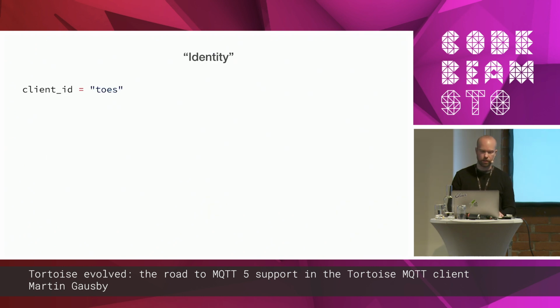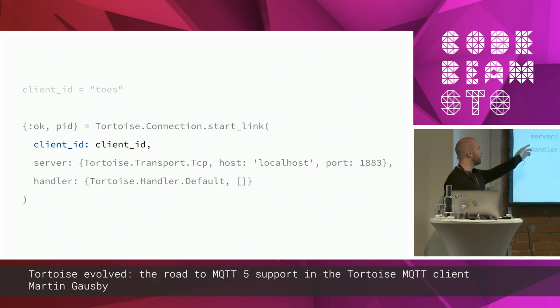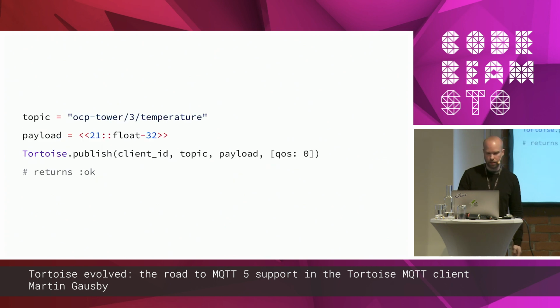So to handle identity, we have in the MQTT protocol a concept of a client ID. So I've chosen to adopt that, and this is how we start a connection. This is the minimal configuration you need to provide to start a connection. So the client ID, we pass that in, and this is now our identity for that connection. You can have multiple connections. This is kind of like using process register to register the name for a process. So at this point, the client ID will now just be toes.